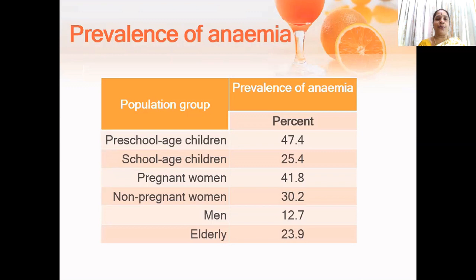This table shows the prevalence of anemia. It occurs in all the age groups. In preschool-aged children, 47.4% suffer from anemia. In school-aged children, it is 25.4%. Among pregnant women, it is the highest, 41.8%. Among non-pregnant women, 30.2% are anemic. Among men, it is the lowest, 12.7%. And in the elderly, it is 23.9%.